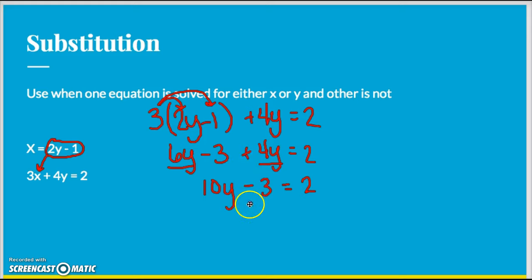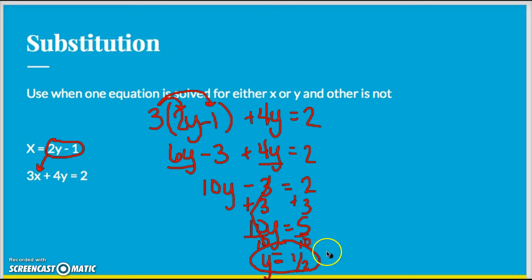Equals 2. I need to add 3. So 10y equals 5, and then I divide by 10. So you get y equals, and if I simplify this, I get 1/2. Now, if y is 1/2, I don't just want to know what y is, I need to also know what x is. So now I'm going to take this 1/2, and I'm going to plug it into either equation.